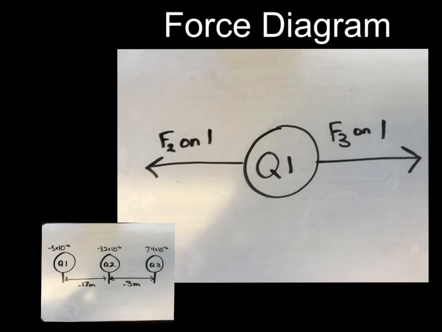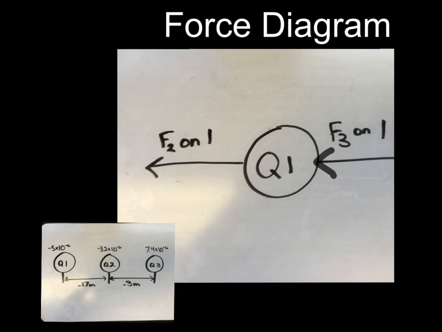For this example, we'll be focusing on quantity 1. In order to draw the force diagram, we need to look at the difference between quantity 1 and quantity 2 first. Quantity 1 is a negative and quantity 2 is a negative, which means they're the same charge. So they would repel each other. To show that they repel each other, we would go in the opposite direction of quantity 1. So this would cause quantity 2 to go away from quantity 1.